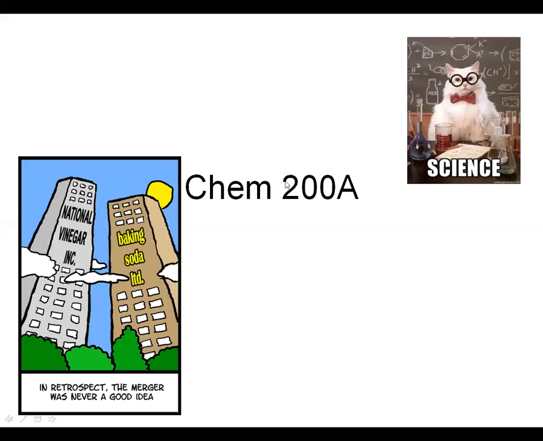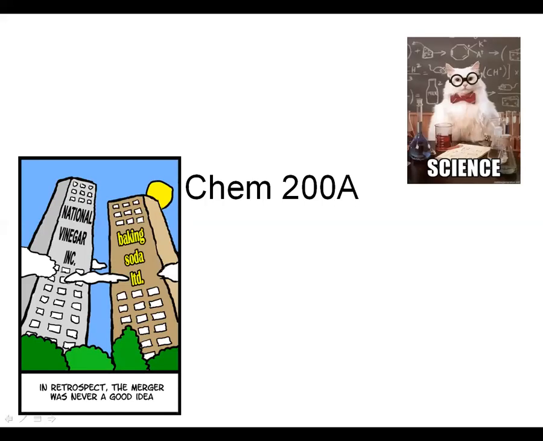All right, so we're still in chapter 4, and we're going to talk now about polarity. We finished talking about hybridization. We finished talking about sigma bonds and pi bonds.